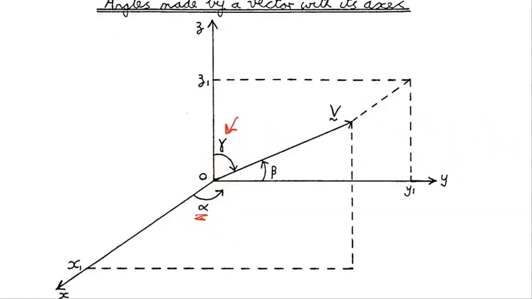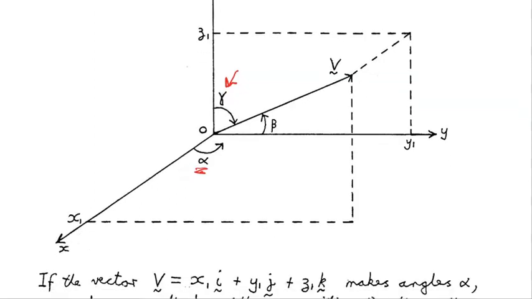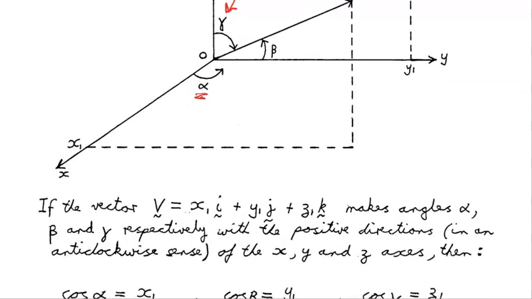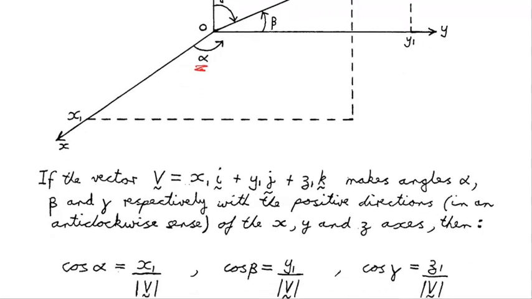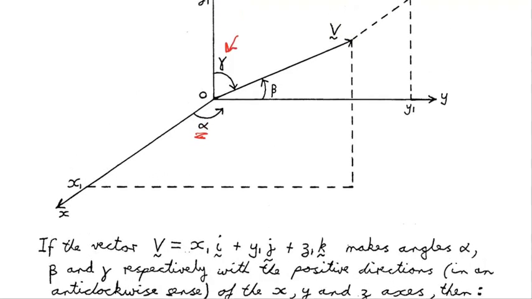So let's just go down here. If the vector v equals x1i plus y1j plus z1k makes angles alpha, beta and gamma respectively with the positive directions in an anti-clockwise sense of the x, y and z axes. Remember, it's right-handed, so it's in that anti-clockwise sense. If I come back here, notice this is an anti-clockwise direction. We're going against the clock as we go around this way.